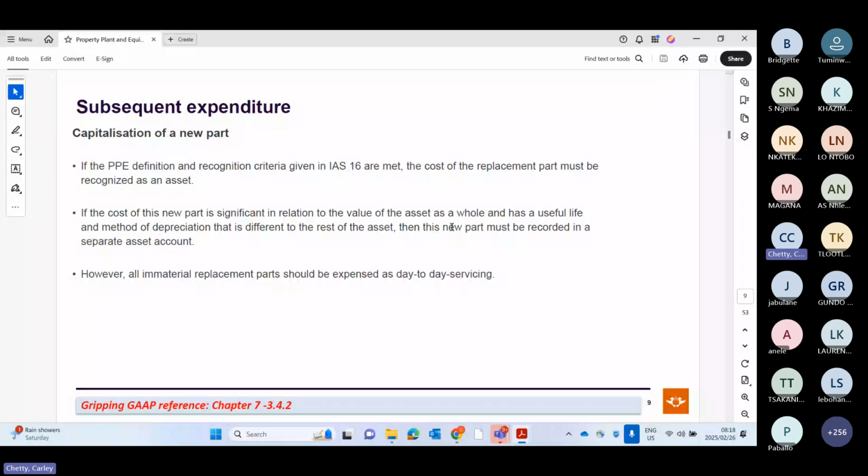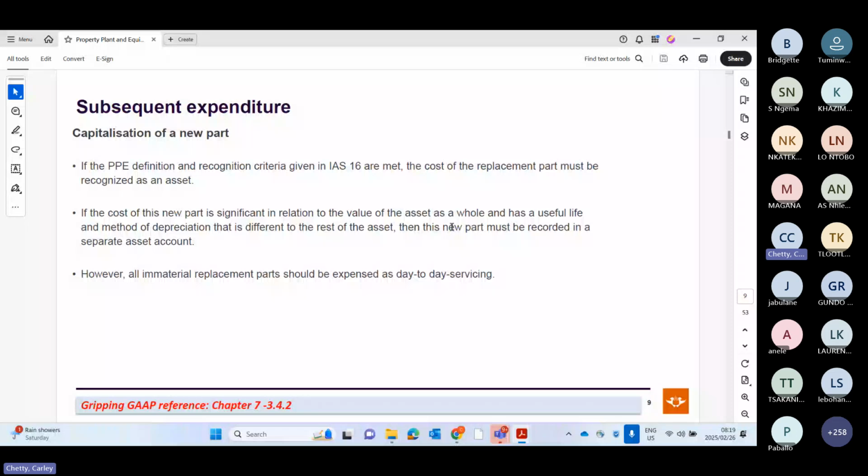But you have to be guided by the question. The question will say that each part is significant and it will give you the useful life and how you must depreciate each part. So you need to do an assessment and determine if the method of depreciation is different, and if the question is telling you whether it's significant.